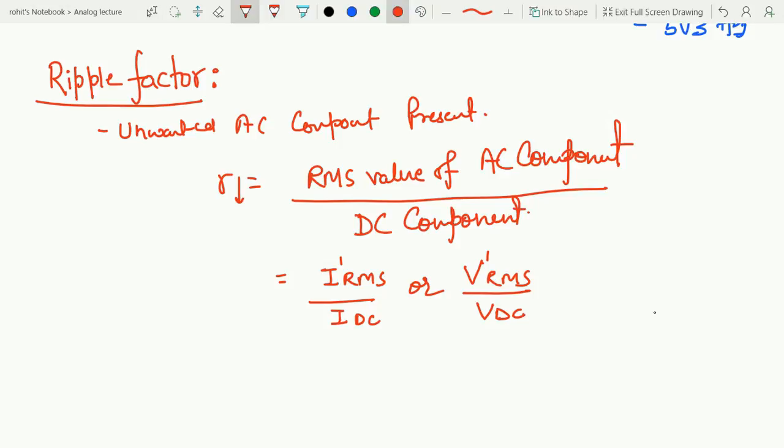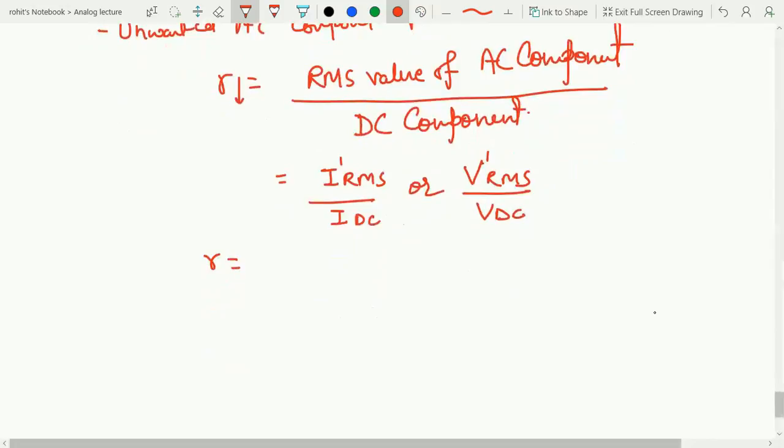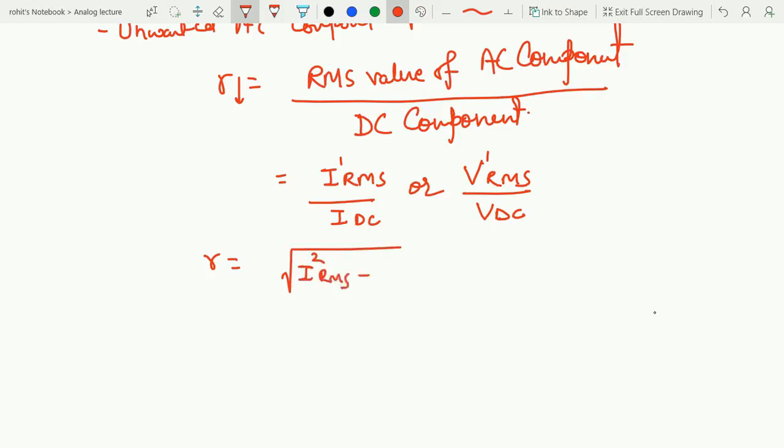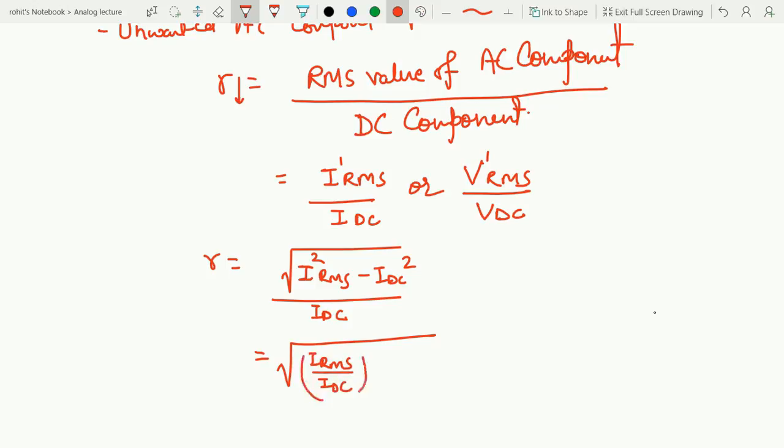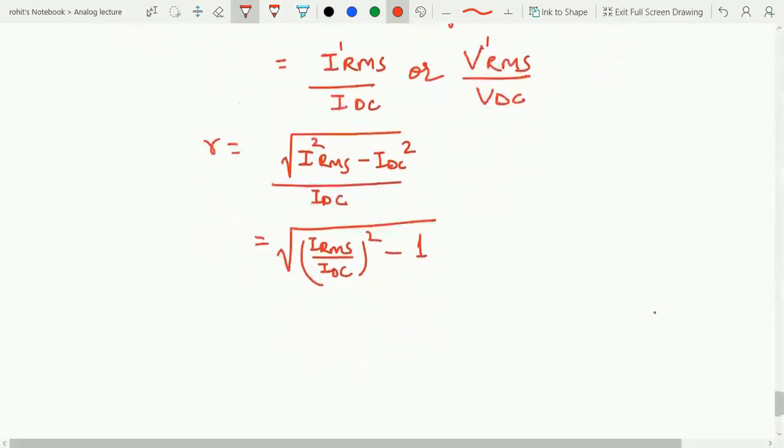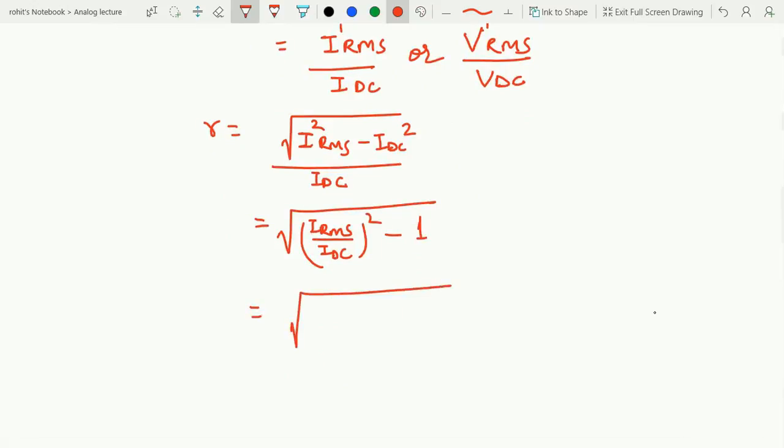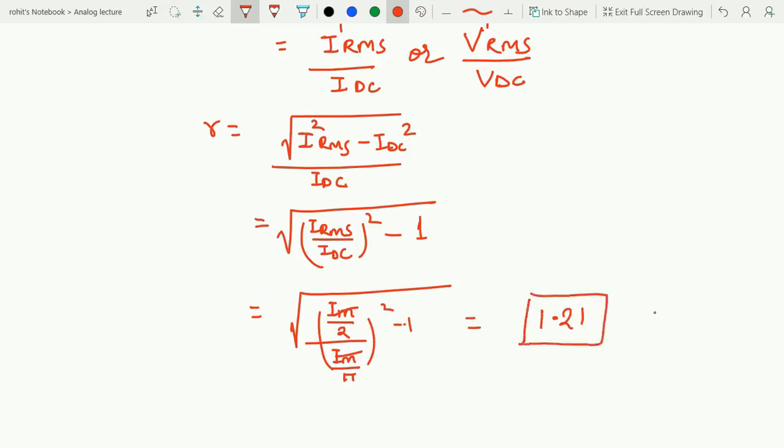So let's calculate now. r will be I dash RMS divided by IDC. So what is I dash RMS? I dash RMS is the square root of I RMS square minus IDC square, so r is the square root of (I RMS upon IDC) whole square minus 1. So we put I RMS and IDC for the half wave rectifier. What we have calculated: I RMS is equal to Im by 2 and IDC is Im by pi. So it will come 1.21. Please remember, because in some exams they will directly ask you what is the ripple factor of half wave rectifier or full wave rectifier. So just remember 1.21.